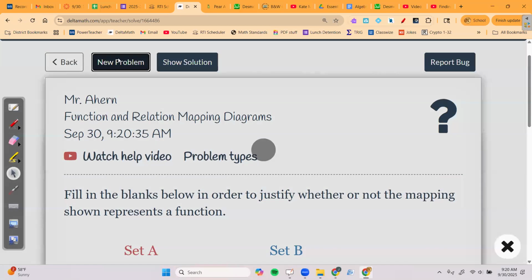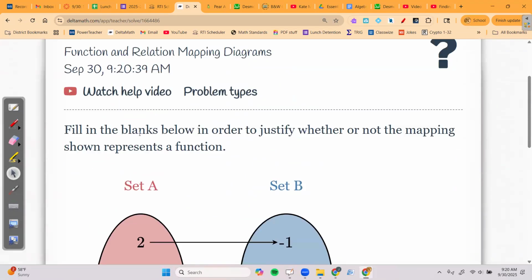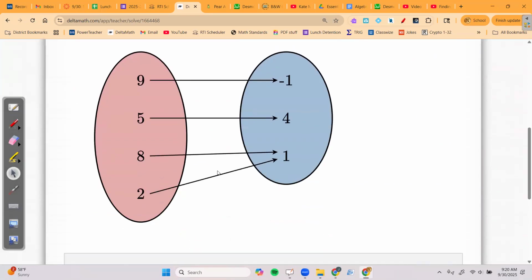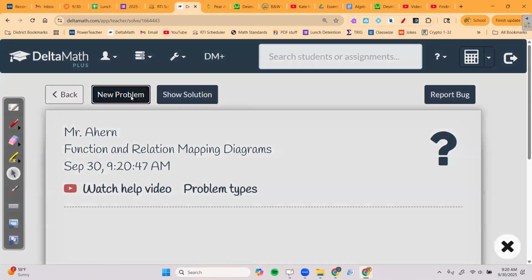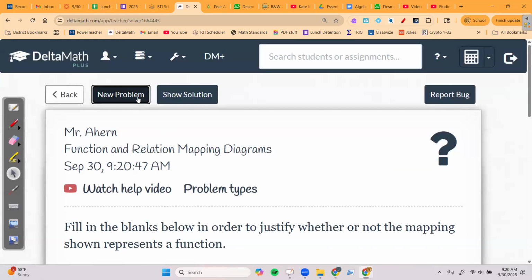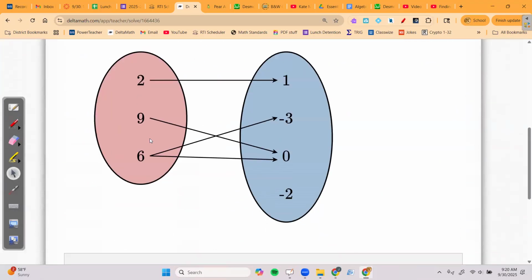Yes. Okay, let's pick another one that is not a function. I'll just keep going until I find a bad guy. That's a function. That's a function. Okay, now it's just toying with me. Hey! Function? No. Who's the bad guy? 6. 6 is like, watch me. I'm a joker. I'm going to go to -3 and then I'm going to go to 0. I can't do that.